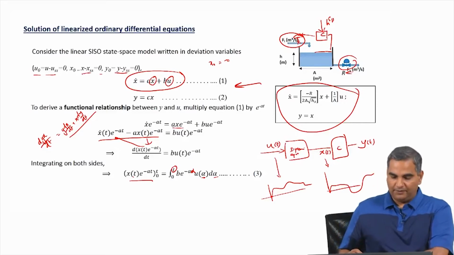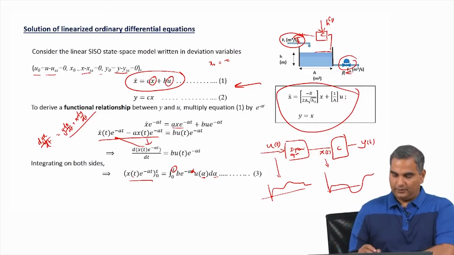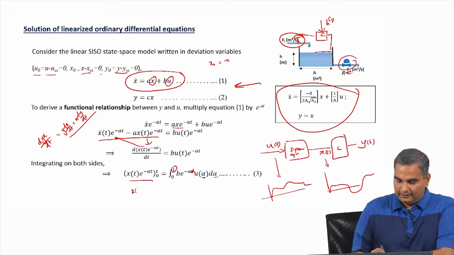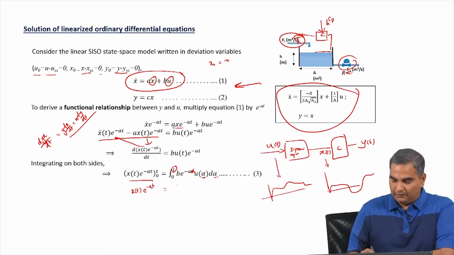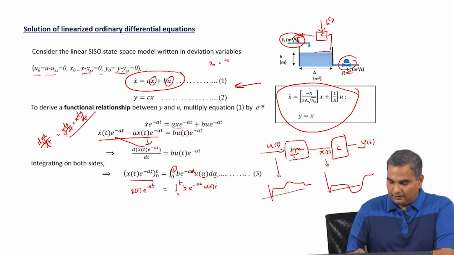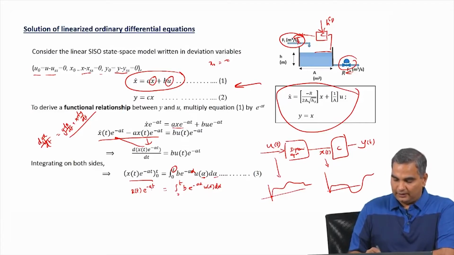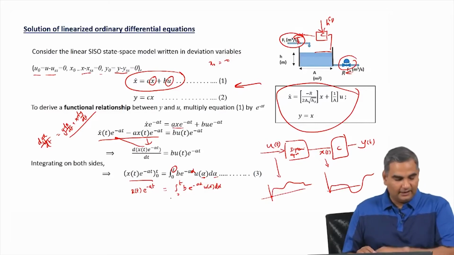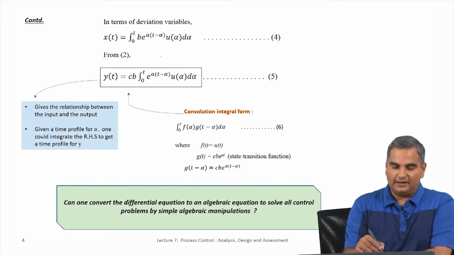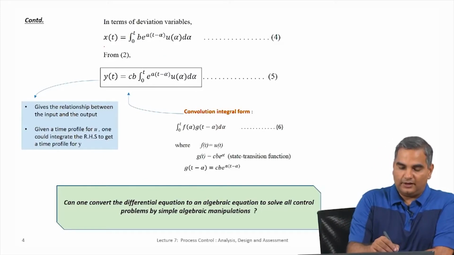Now, simplifying this you will get this equation, which is x of t e power minus a t minus 0, because x of 0 is 0, because we have written things in the deviation variable form, is equal to the integral from 0 to t of b e power minus a alpha u of alpha d alpha. Now, what you can do is take this e power minus a t to the other side and take it into the integral, because this is a definite integral up to t, whereas the running variable is alpha. So, you can definitely take it inside, and once you take it inside and simplify this, this is the equation you will get.